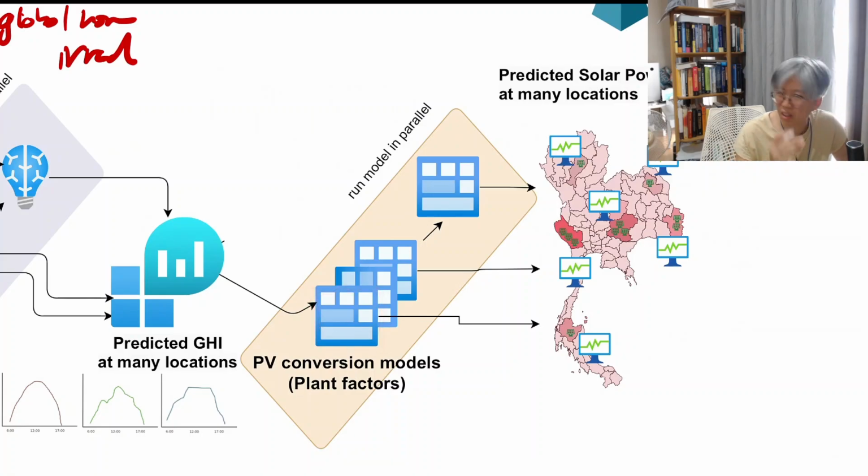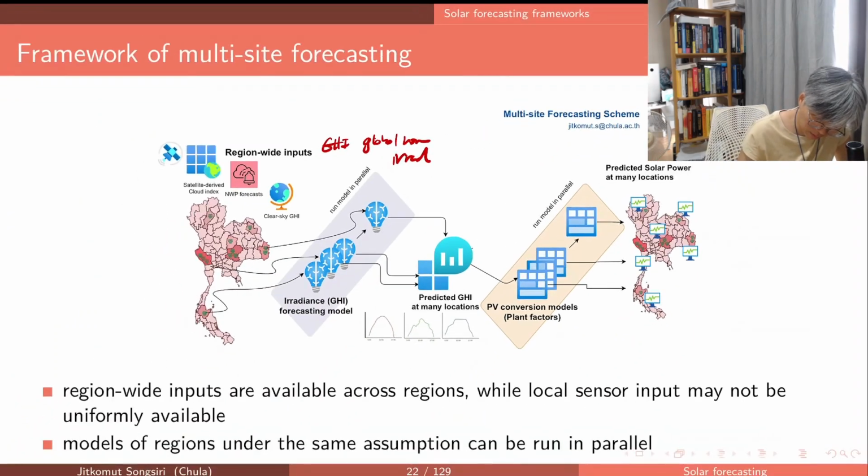These are just, I would say, linear models with different multiplicative factors, because different solar farms would have different capacities. The meaning of this PV conversion model is the efficiency: how you convert the GHI, the irradiance, into solar power. So this keeps the information of solar panel efficiency and the size of your solar farm. Once you have these, this is how you can get the solar power at different locations.